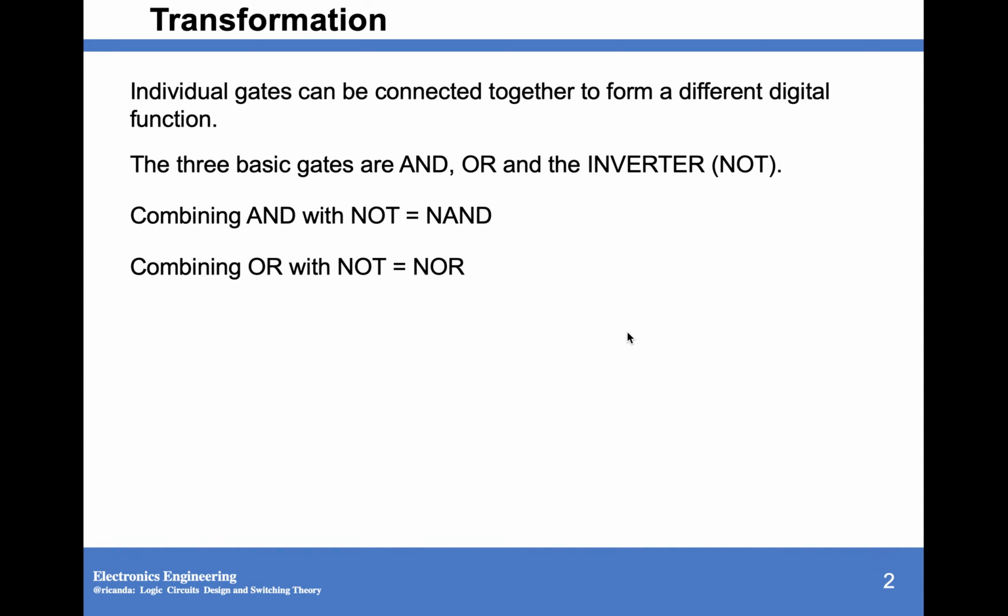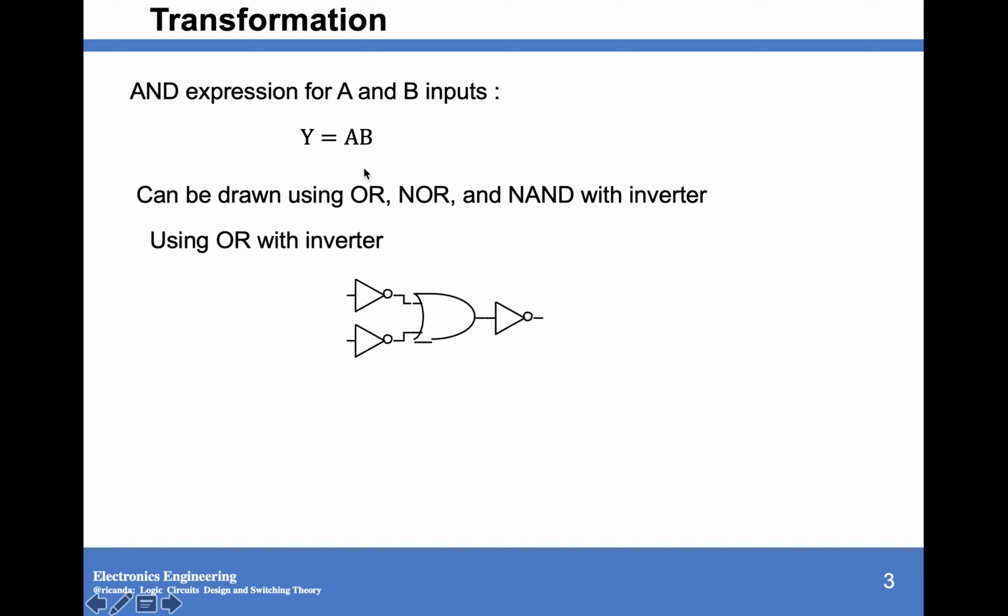Then we have this expression using an AND for variables a and b as our input. So our expression is equal to a and b, or just ab. Then we can redraw this expression using an OR, a NOR, and a NAND with inverter. So for the first circuit from this expression, we have to use an OR with inverter. So this is the equivalent circuit of an OR with inverter for your AND expression.